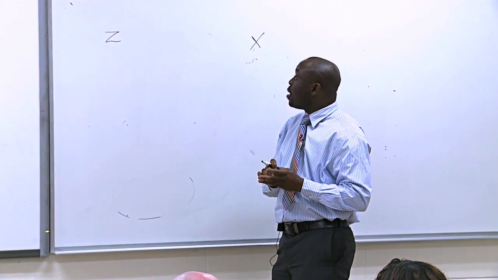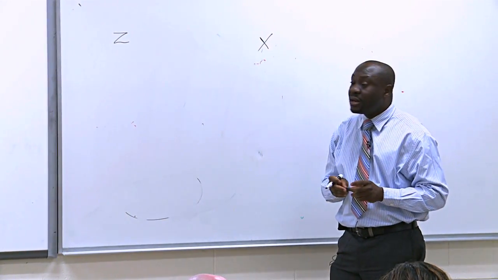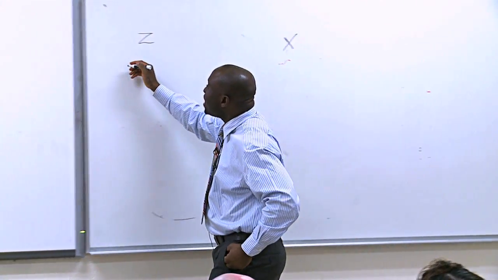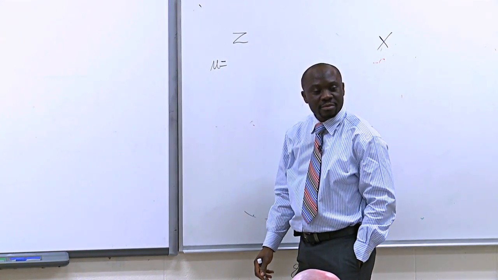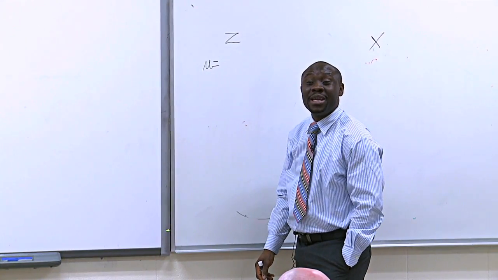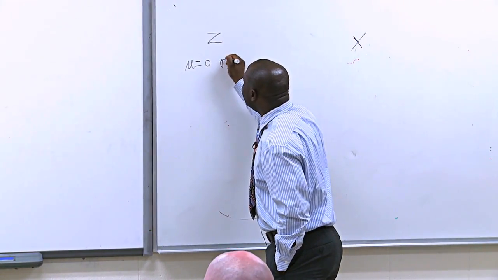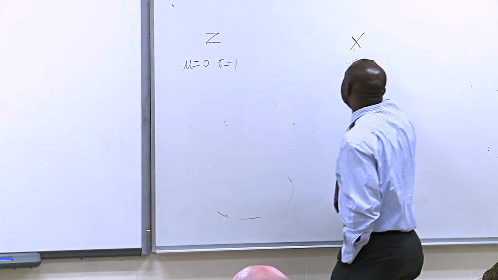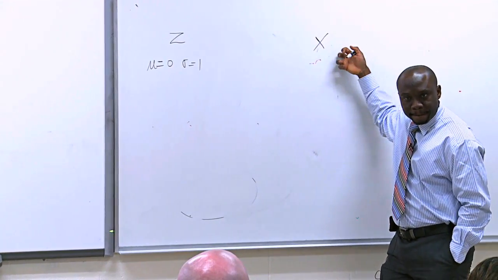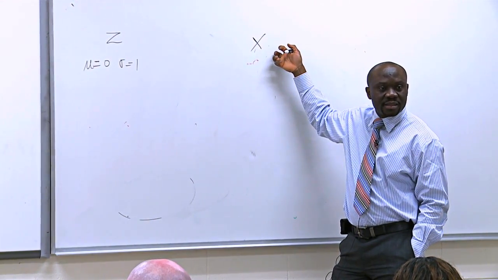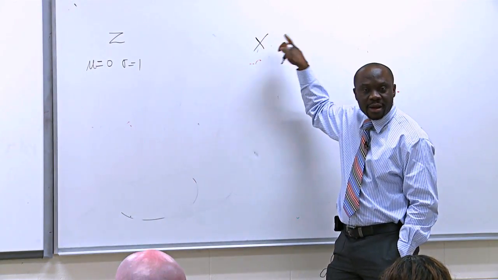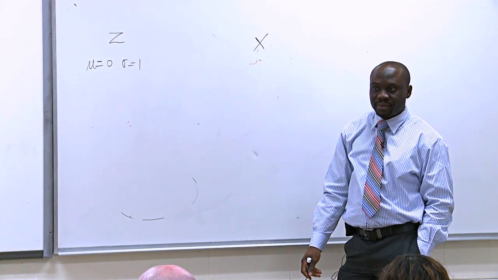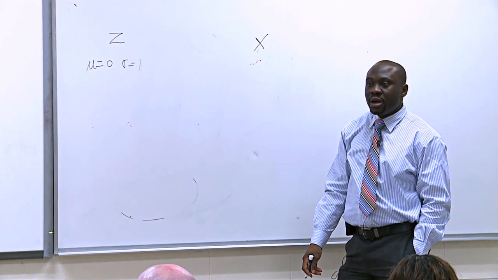If a random variable is standard normal, what is the mean? 0. And the standard deviation is? 1. Excellent. Anything different from mean 0 and standard deviation 1 is non-standard. So far, so good? Great.